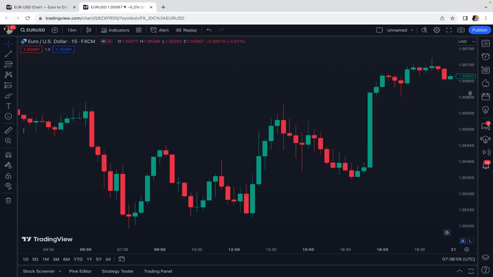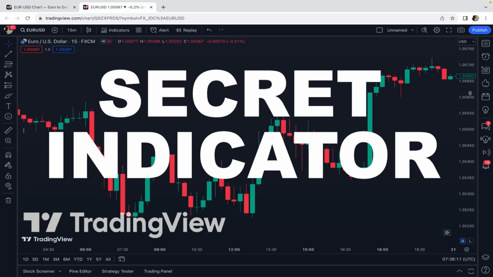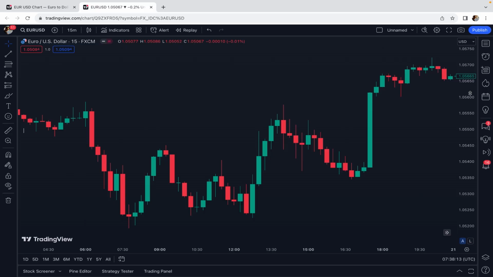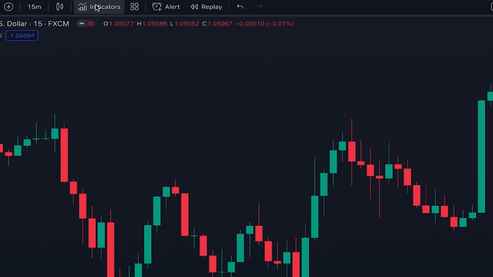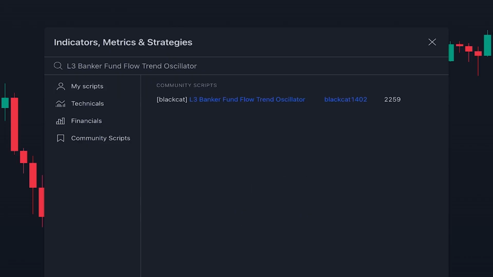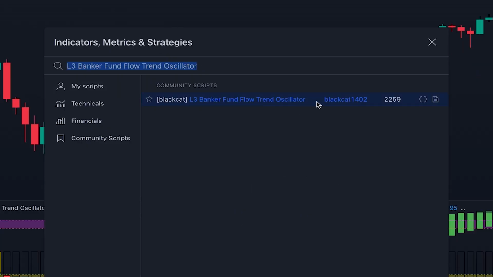In today's video, I want to introduce a secret indicator on TradingView that shows entry and exit of bankers and institutional traders in the market. To add this wonderful indicator to our chart, here we click on indicators and we search L3 Banker Fund Flow Trend Oscillator. This one, which is written by someone named BlackCat1402.